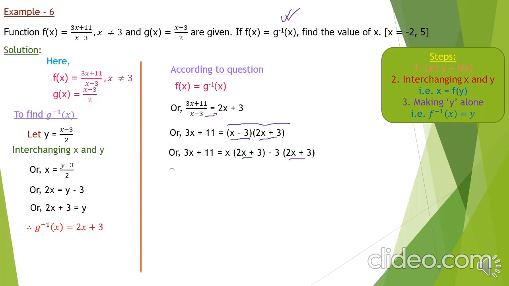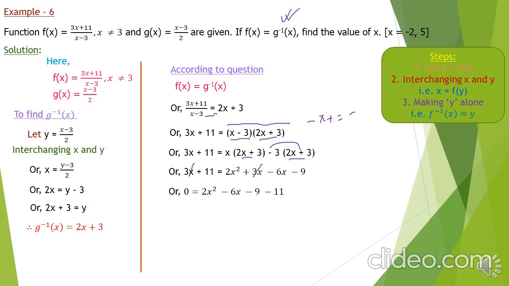Now on multiplication, 3x + 11 is equal to 2x square + 3x - 6x - 9. We have to be careful with this minus sign, change the sign: minus into plus is always minus. Now we have to bring everything from the left hand side to the right hand side. We just cancel this 3x and this 3x, so only 11 will come to the right hand side.